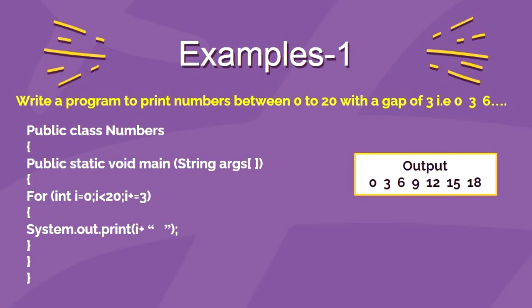After this, you want to give space after each number. So System.out.print(i + " "), where the string in double quotes is the empty string with a space, which helps the numbers print with a space after each of them. In this program, we are increasing the number each time by 3 using the update expression i += 3, which will increase it by 3 every time till the condition is satisfied. This is about the first example.